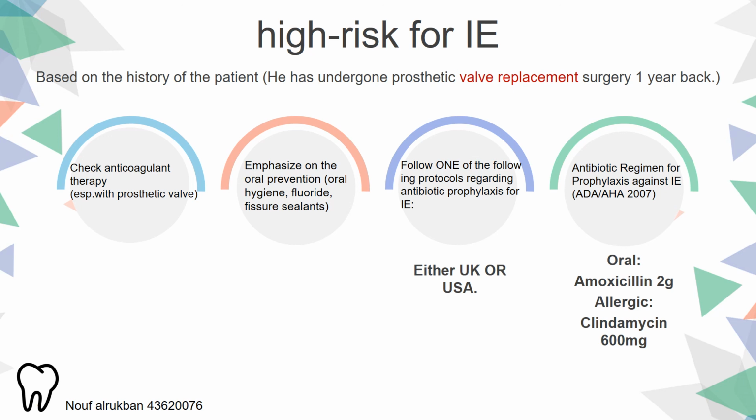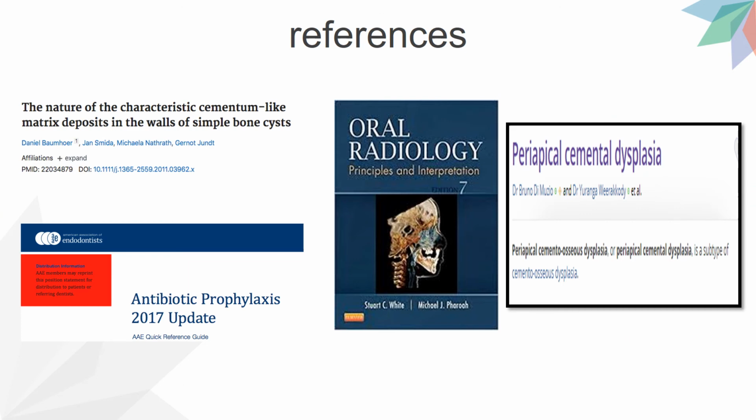fluoride, fissure sealants, and follow one of the protocols regarding antibiotic prophylaxis for IE, including either the UK or the USA protocols. As for the antibiotic regimen, if the patient is going for a surgical option, antibiotic prophylaxis of 2 grams of amoxicillin or 600 milligrams of clindamycin should be given 1 hour before the procedure if oral dose, and 30 minutes before if IV or IM. So these are our references.